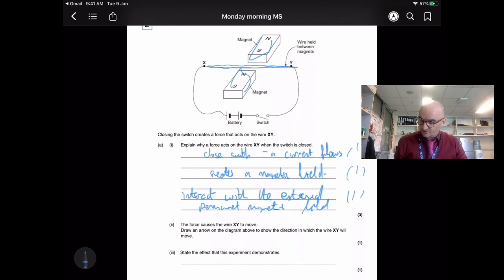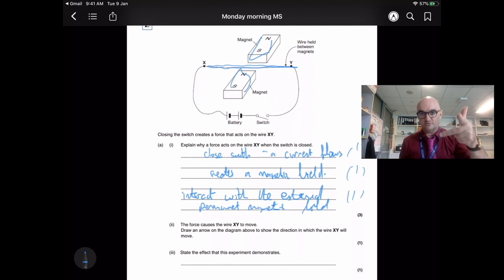Part 2. The force causes the wire XY to move. Draw an arrow on the diagram above to show the direction in which the wire XY is going to move. Not right-hand rule, because right-hand rule is purely current field. Current thumb is the field. Back to my left-hand rule here. My thumb is movement, forefinger, magnetic field, second finger is for the direction of the current. Okay. Draw an arrow on the diagram to show the direction in which the wire XY will move.